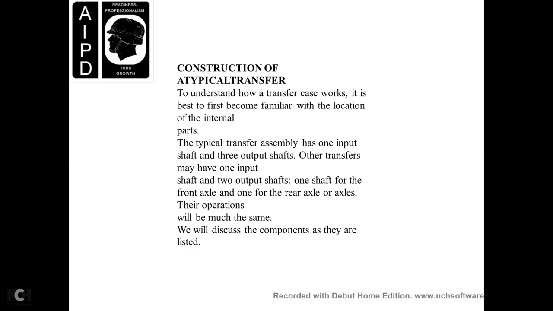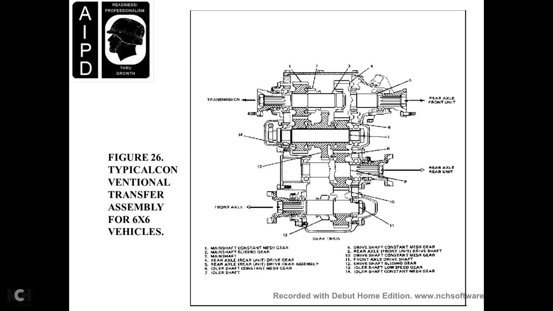Next is the construction of the typical transfer case. To become familiar with the location of the internal components, the transfer assembly has 1 input and 3 output shafts, while the other transfer case has 1 input and 2 output shafts, with 1 shaft to the front axle and 1 to the rear axle. The operation is much the same, and we will discover the components as they are listed. This shows you the typical conventional transfer assembly for a 6x6 vehicle.